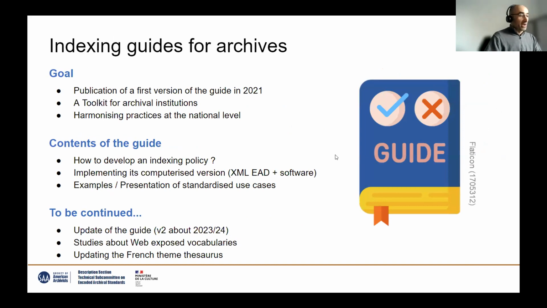In 2021, the working group published a third version of its guide, designed as a business and operational toolkit for archival institutions, aiming at harmonizing French practices. The tutorial is divided into 3 chapters: how to develop an indexing policy, implementing it in computerized versions, and examples. By now, the working group leads 3 projects: updating the guide based on state of the art and feedback, studying web-exposed vocabularies, and updating the French thesaurus.